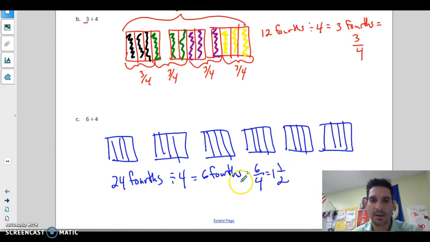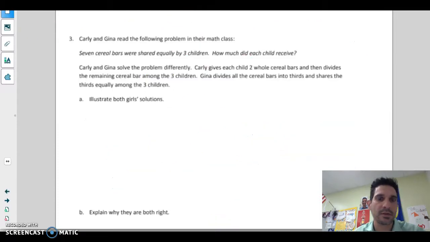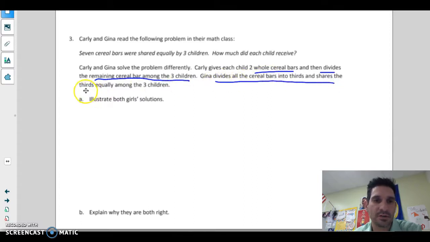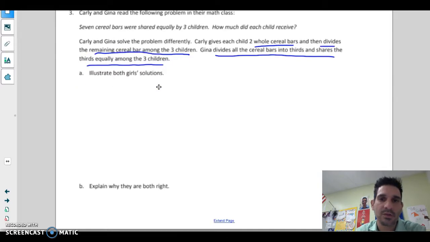Okay? Let's go to another page. It says Kyle and Gina read the following problem in their math class. It says 7 cereal bars were shared equally by 3 children. How much does each child get? Kyle and Gina solve the problem differently. Kyle gives each child 2 whole cereal bars and then divides the remaining cereal bar among the 3 children. Gina divides all the cereal bars into thirds and shares the thirds equally. Okay, so let's figure this out. So 7 cereal bars with 3 people. So basically it's 7 divided by 3.